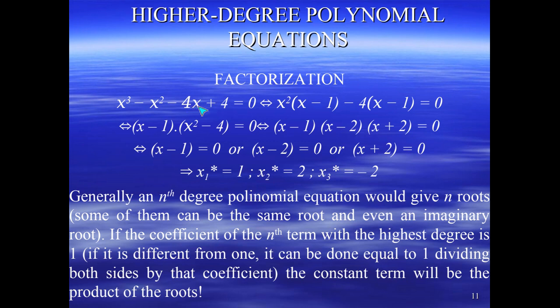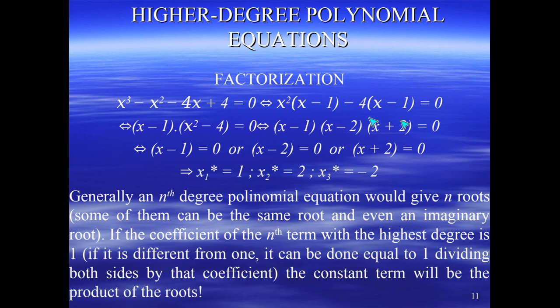And from the two ending terms, the third and fourth terms, we can take minus 4 as a factor. Then we are left with x minus 1. So the third and fourth terms give us minus 4 times x minus 1. So we have x squared times x minus 1 minus 4 times x minus 1. We take x minus 1 as a factor, and we obtain x minus 1 times x squared minus 4 equals 0.